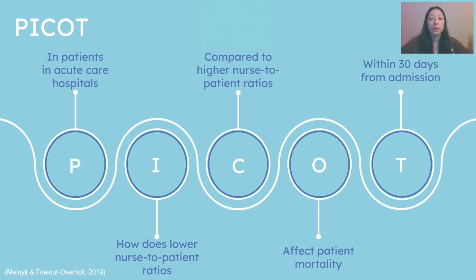PCOT is a format used when creating questions in evidence-based practice. P stands for population, I for intervention or issue of interest, C for comparison intervention or condition, O for outcome, and T for time. The PCOT used in this study was, in patients in acute care hospitals, how does lower nurse-to-patient ratios, compared to higher nurse-to-patient ratios, affect patient mortality within 30 days from admission?